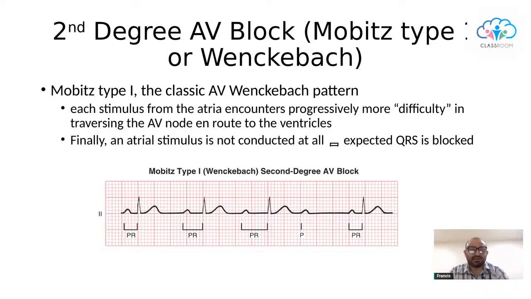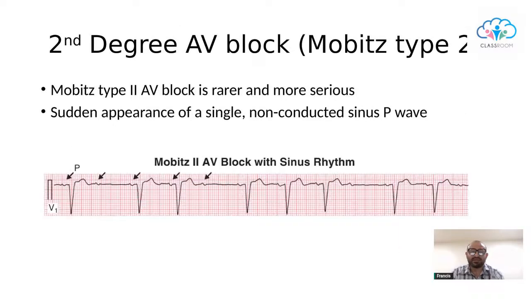So we've covered complete heart block, and we'll move on backwards now to second degree AV block, or Mobitz type 1 or Wenckebach AV block. Not so commonly seen after CVS, but still worth mentioning. The stimulus here from the atria encounters progressively more difficulty in traversing the AV node en route to the ventricles. And finally, an atrial stimulus is not conducted at all, and therefore an expected QRS gets blocked. You can see here that the PR interval is progressively lengthening, and at one point of time, the P wave is not conducted and therefore not followed by a QRS complex.